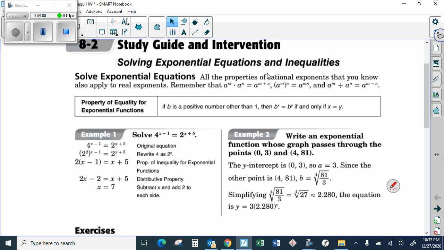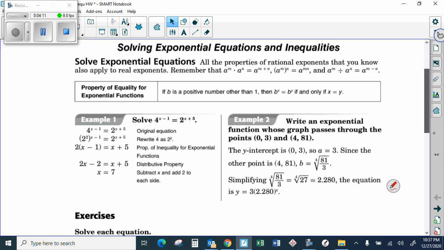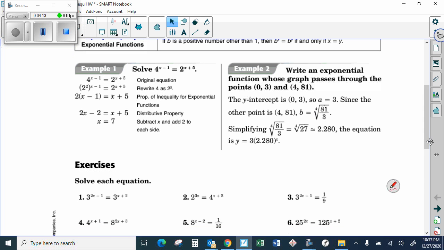Okay, let's go to number 2. Write an exponential function whose graph passes through the points (0, 3) and (4, 81). Notice exponential function. That means b to the x automatically. Whose graph passes through (0, 3).